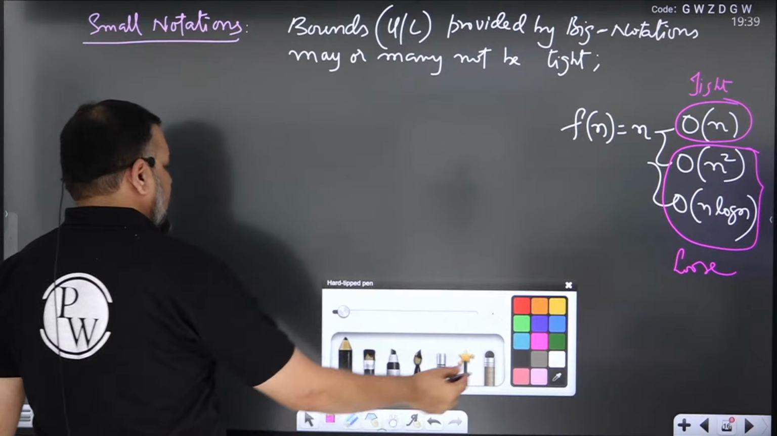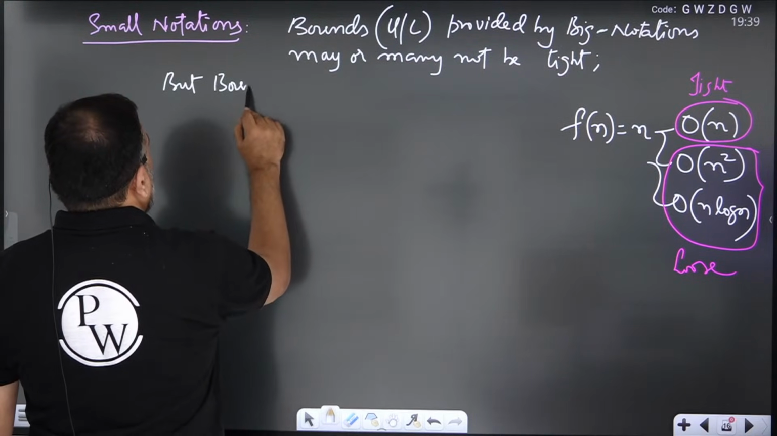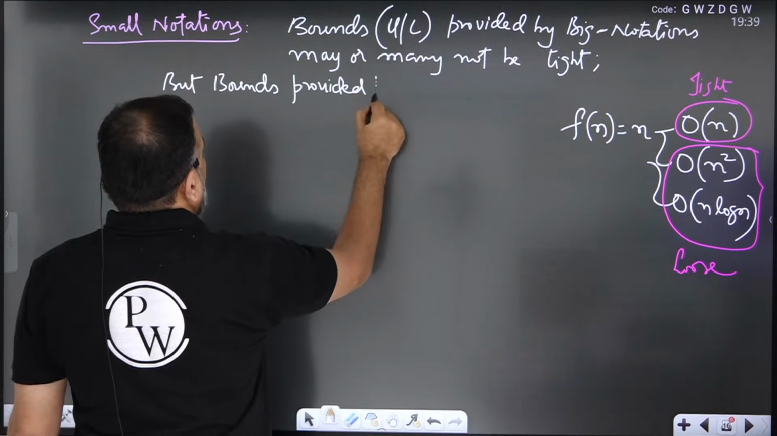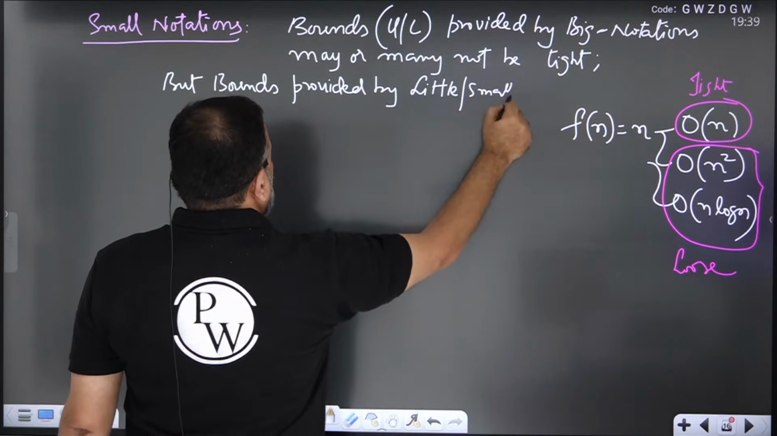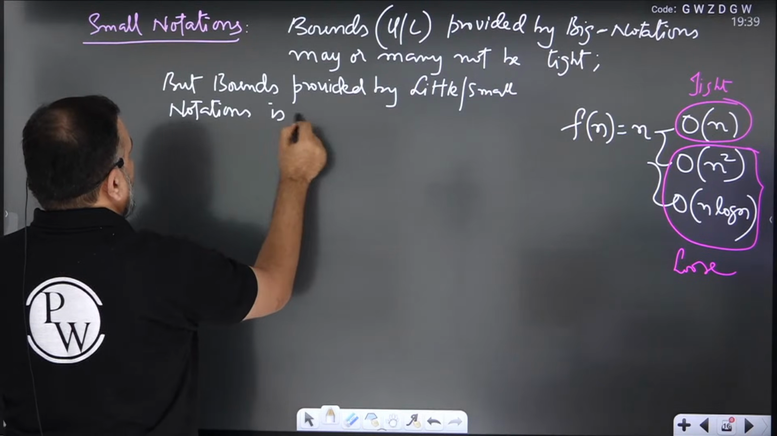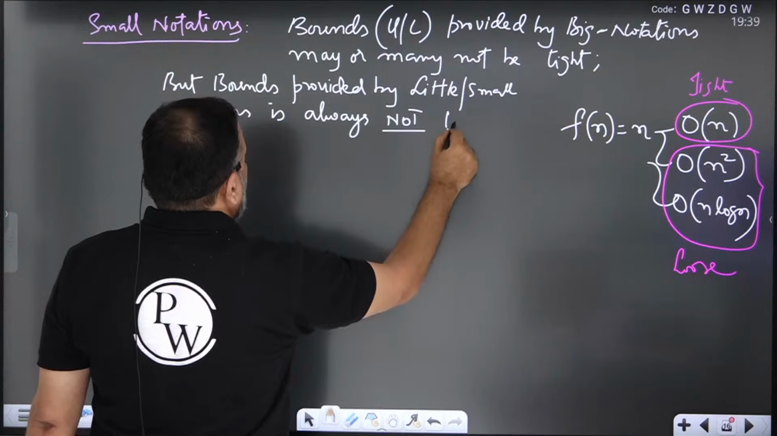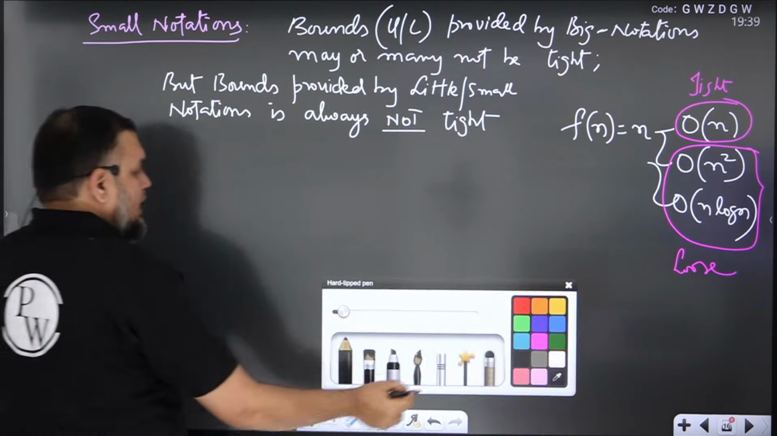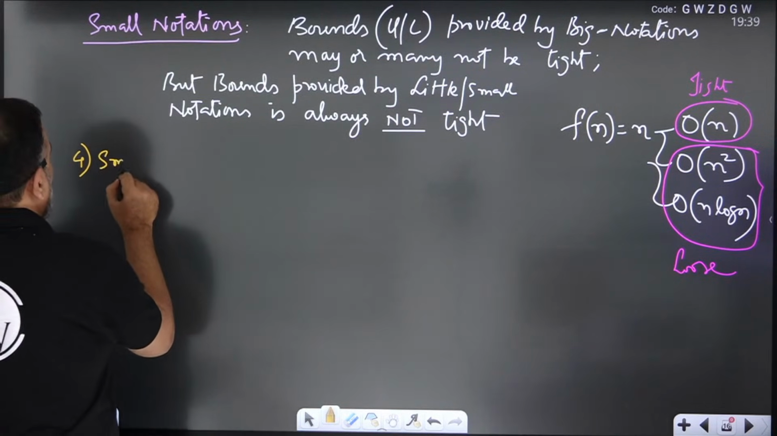लेकिन यहां पर हम लिखेंगे but bounds provided by little or small notations is always not tight. Little or small notations is always not tight. ये बेसिस पर हम डिफाइन करेंगे स्मॉल o, फोर्थ नोटेशन स्मॉल o.